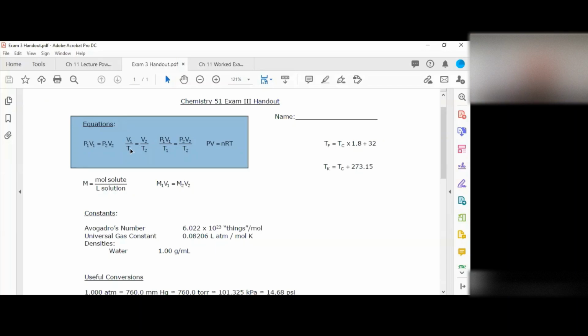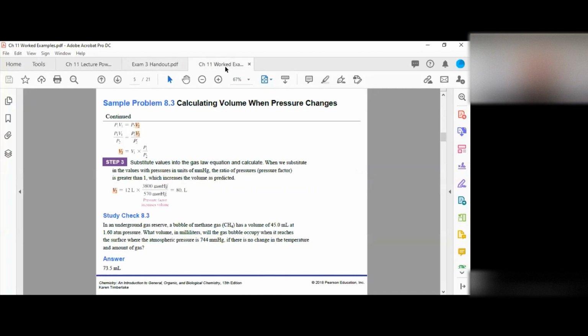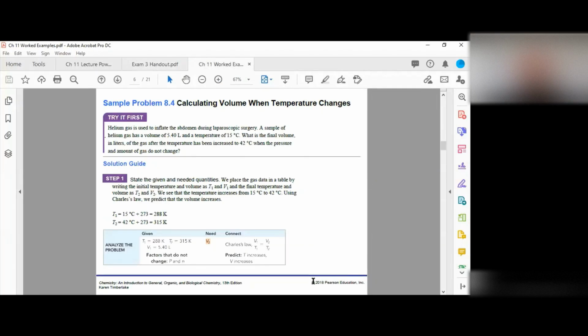What is that supposed to mean? The direct relationship between them means if you increase one, you increase the second. If you decrease one, you decrease the second. That's what it means. So let's take an example on volume and temperature. So here is sample problem 8.4. Calculating volume when temperature changes.